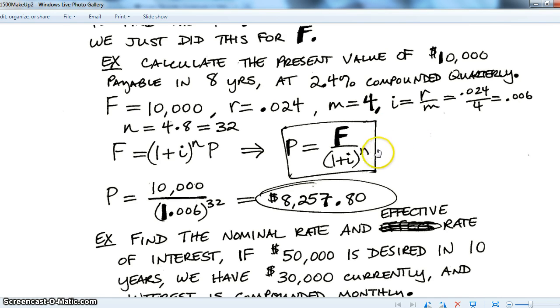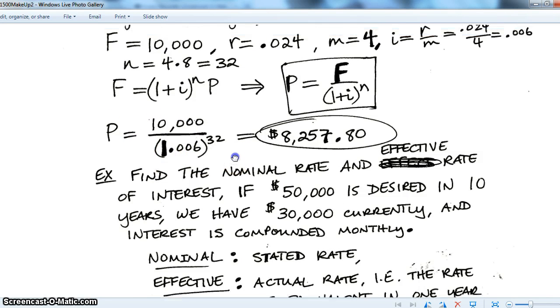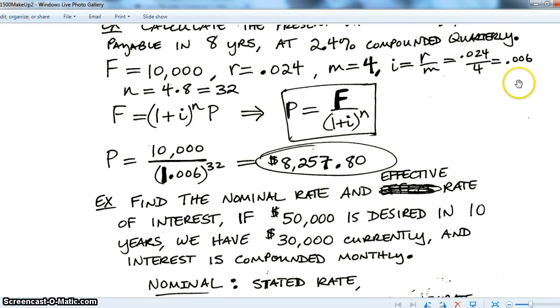Just like 1 plus I is a number bigger than 1 that makes things bigger, 1 over (1 plus I) is a number smaller than 1 that makes things smaller. So P, the present value, is going to be the 10,000 divided by 1.006, all to the 32nd power. And if you punch that into a calculator, you get $8,257.80. Again, rounding to the nearest cent.